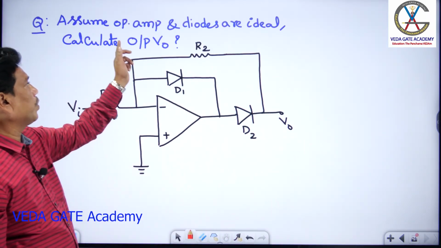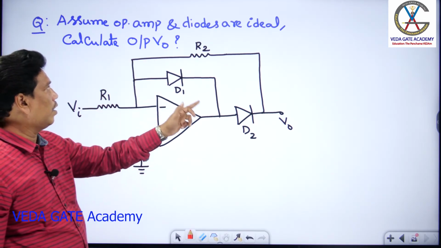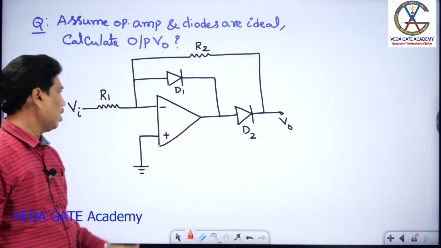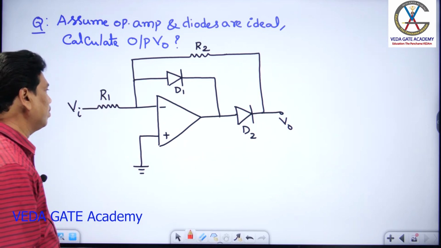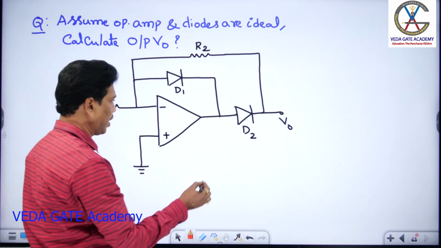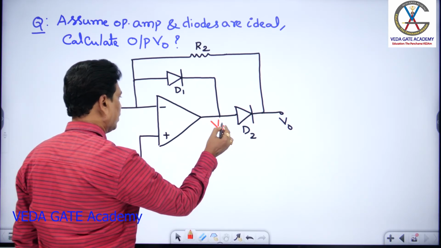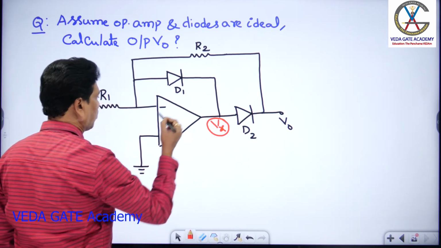Now in this one, assume the op-amp and diodes are ideal. Calculate the output V0. In this circuit, both the diodes and the op-amp are ideal. We are asked for the output V0. So this is the op-amp circuit. I can consider this op-amp output as some Vx. This is the final V0. This is the Vx output.